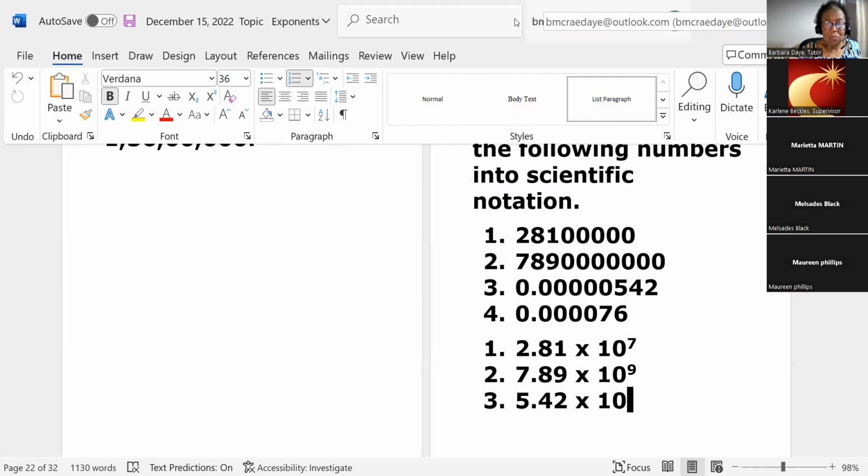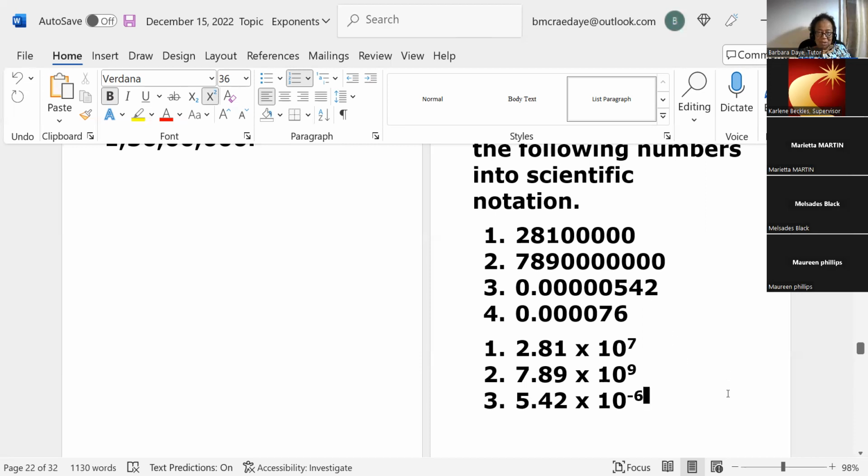No. Let me see. If you're moving this decimal point to the right, the power will be a negative. It will be a negative power. So what would be the power? -6. Very good. Okay. Don't forget your powers now. When you have a decimal number like here, you're moving it to the right. 3, 4, 5, 6. -6.